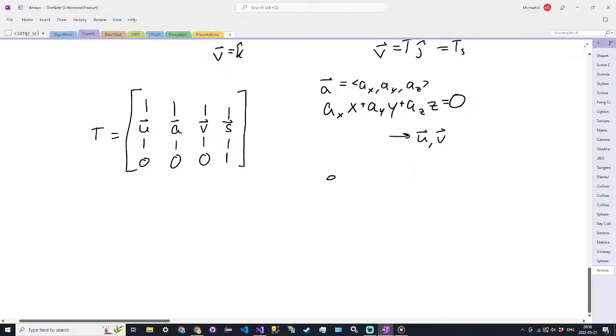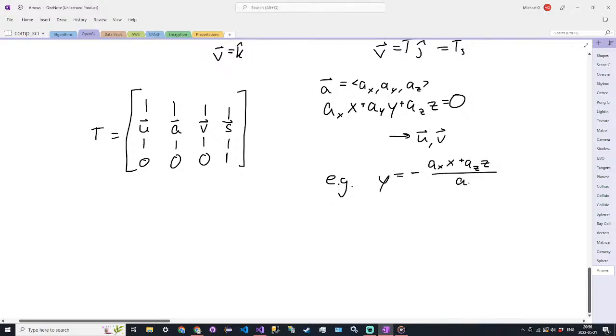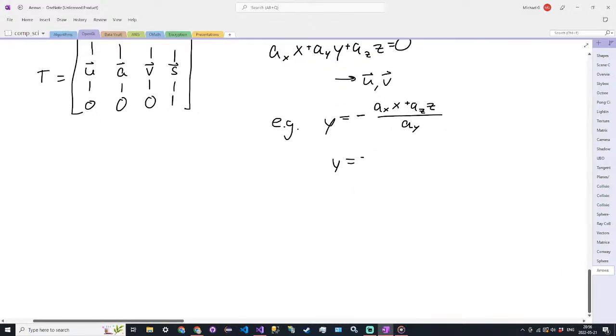So for example, if we do some rearrangement, Y is equal to minus AX times X minus AZ times Z, all over AY. Just a little bit of rearrangement. We now have that Y is equal to minus AX over AY times X minus AZ over AY times Z. And this once again assumes that AY is non-zero.